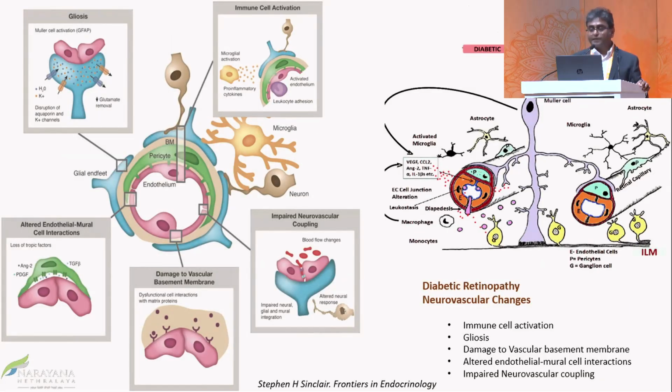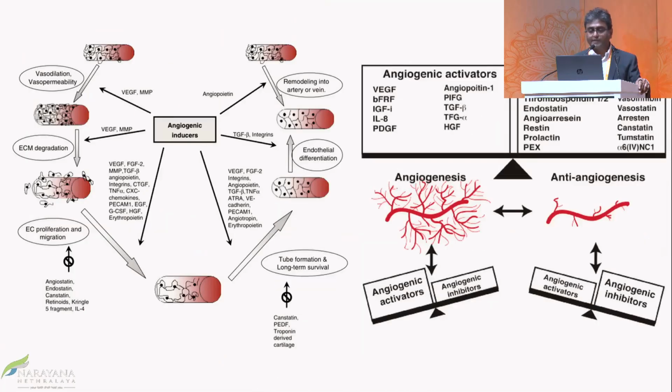If you look at a normal non-diabetic retina here, with the Muller cells throughout the substance of the retina, and compare it to the diabetic retina, there's lots going on. There is immune cell activation, gliosis, endothelial cell damage, vascular basement membrane damage, and neurovascular coupling changes also. All this contributes to diabetic retinopathy and diabetic macular edema, which can be irreversible, and it can be really difficult for the vision to improve at times.